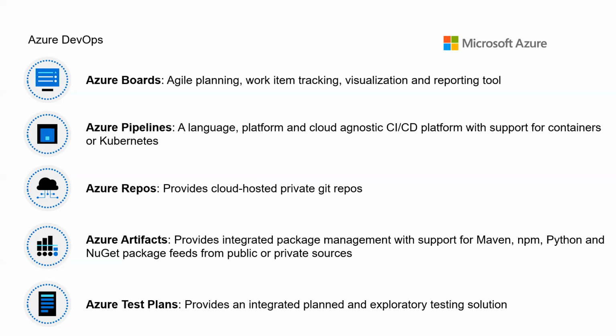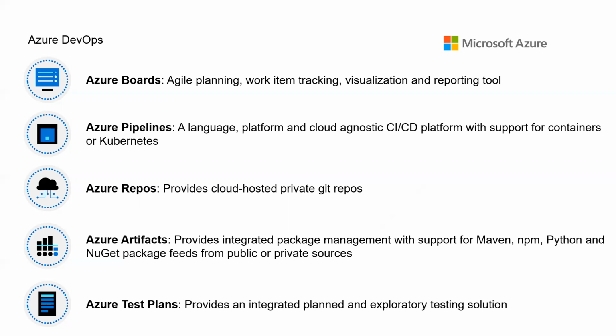So Azure Repos provides cloud-hosted private Git repositories: how we can fork, how we can manage the branches, and how we can pull and push. Then we also have hooks. These kinds of things we'll be doing hands-on while working with Azure Repos.